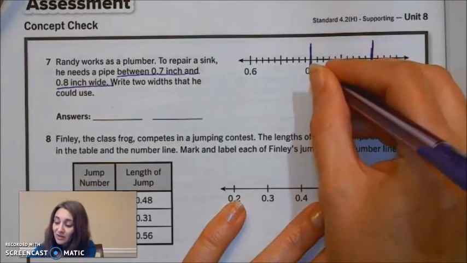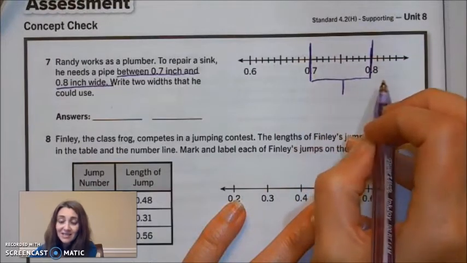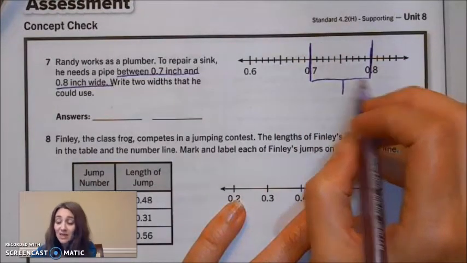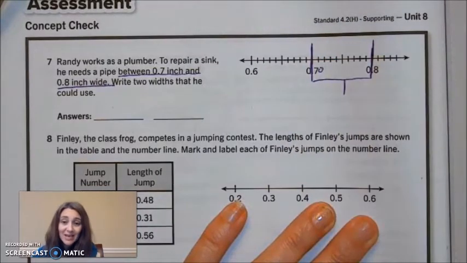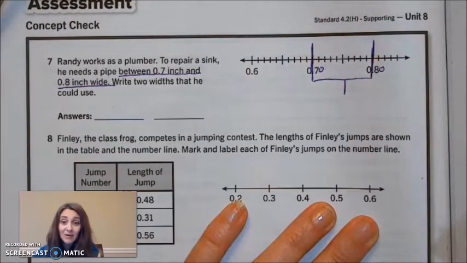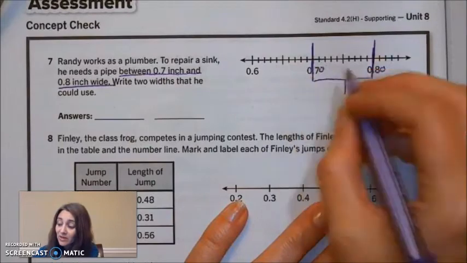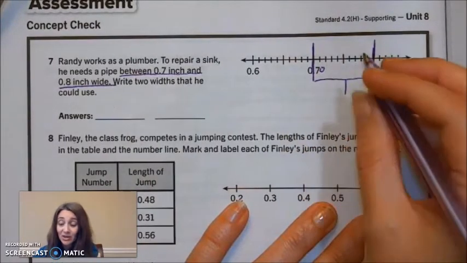The other thing that we need to remember is that we are going to change these tenths into hundredths. Remember, it's the same value. If I have 7 dimes or if I have 70 pennies, I have the same amount of money. If I have 8 dimes or 80 pennies, I have the same amount of money. So what goes in between 70 hundredths and 80 hundredths is what I'm looking for right now.